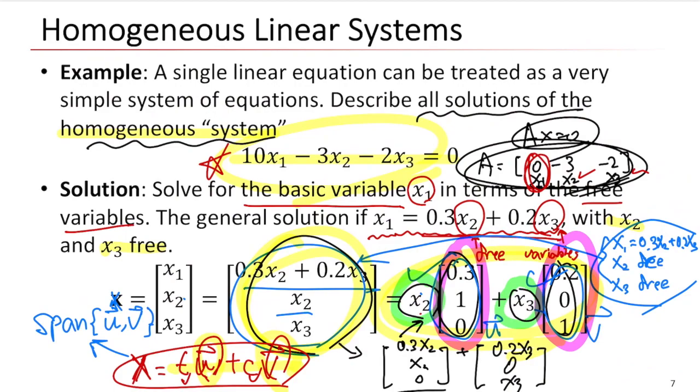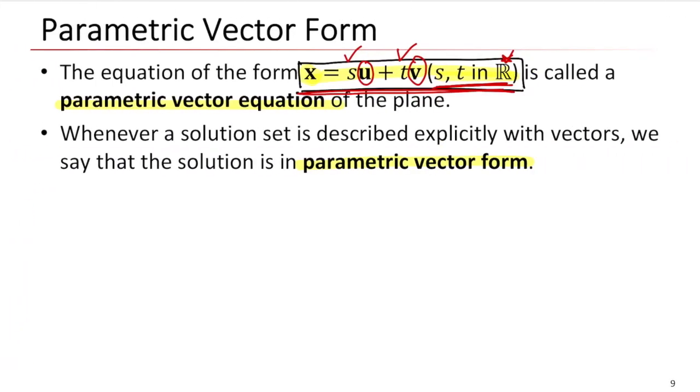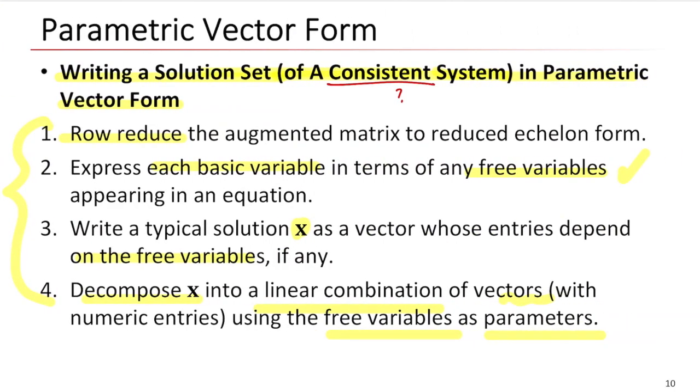And here, we were talking about the parametric vector form of the solution of the homogeneous system, or the AX equals B system, right? So the parametric vector equation of the solution looks like that. Vector x is equal to scalar s times the vector u plus the scalar t times vector v, right? So this is a way to write the solution set of a consistent system in parametric vector form.